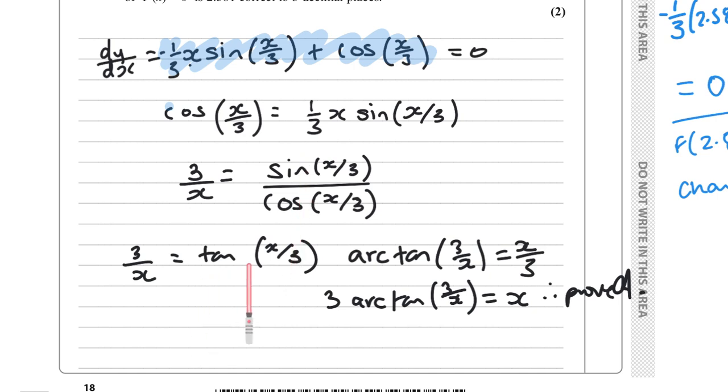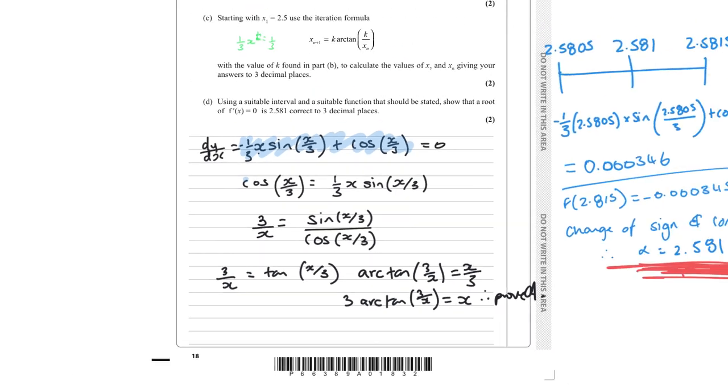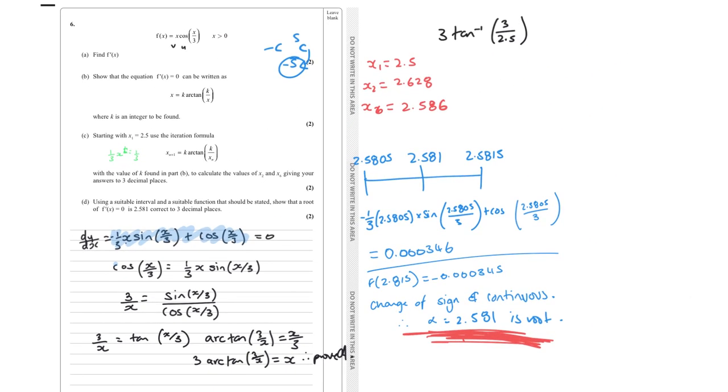Now, sine over cos equals tan. So I get 3 over x equals tan. Remember, arctan is just tan to the minus 1. Like when we do SOHCAHTOA, we're trying to find the angle. So arctan of this side equals x over 3, and then I multiplied both sides by 3 to get x, which is proved. Nice and simple. Then all I had to do was put it into my calculator.